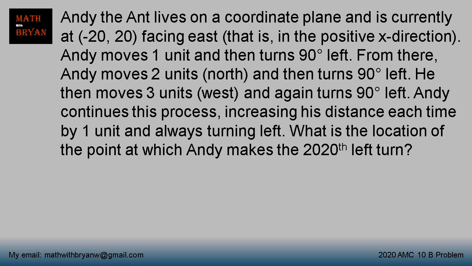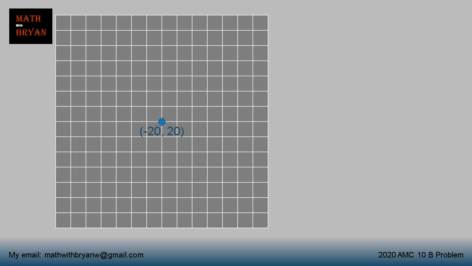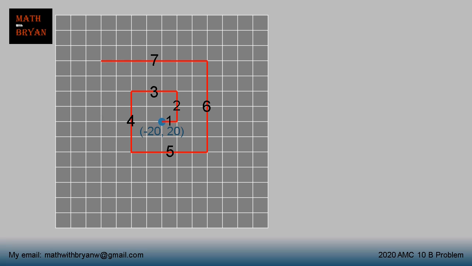Pause the video if you would like to give it a try and continue if you're ready. If the blue dot is where Andy is on the grid, and every cell on this grid is 1 unit width and height, we can draw the paths of where Andy moved. He first moves 1 unit east, 2 units north, 3 units west, and 4 units south, and so on.